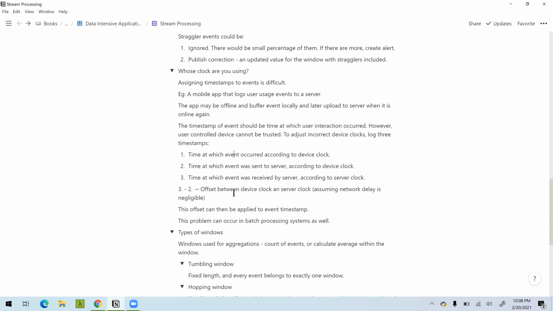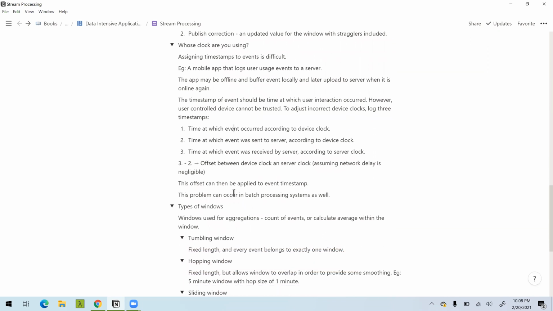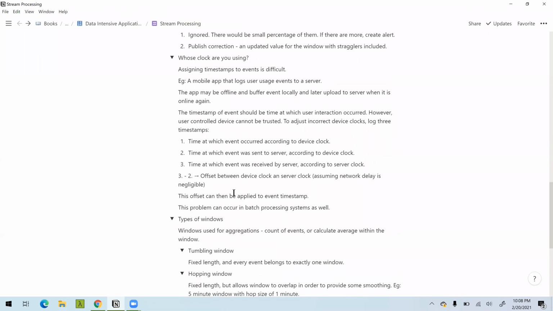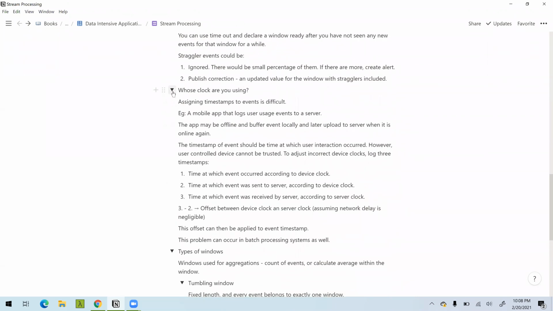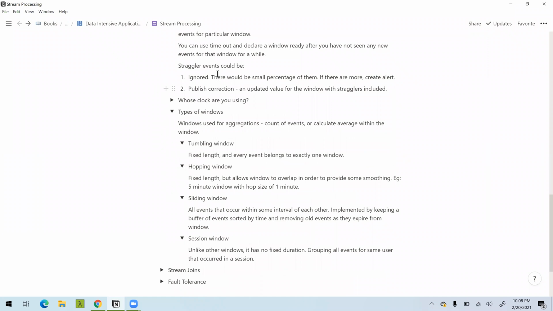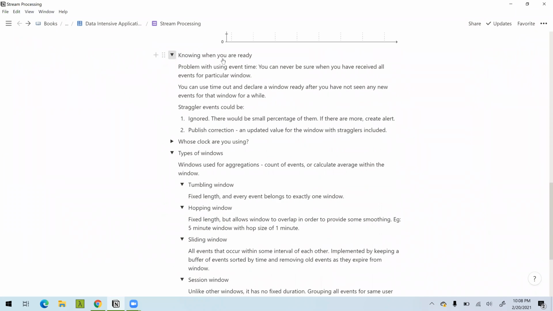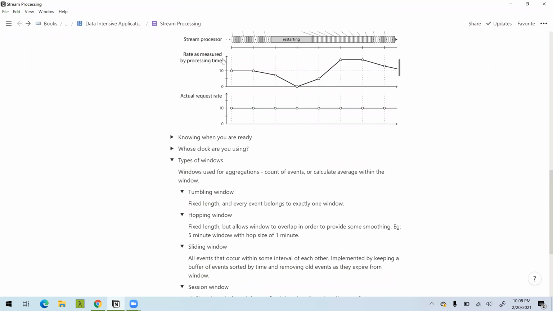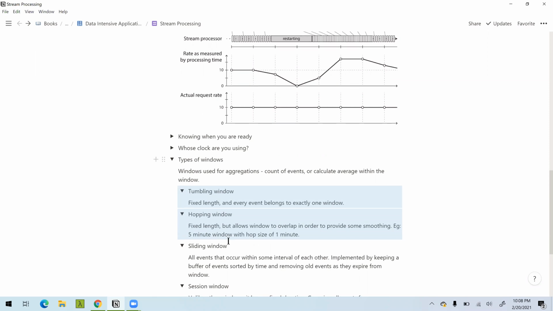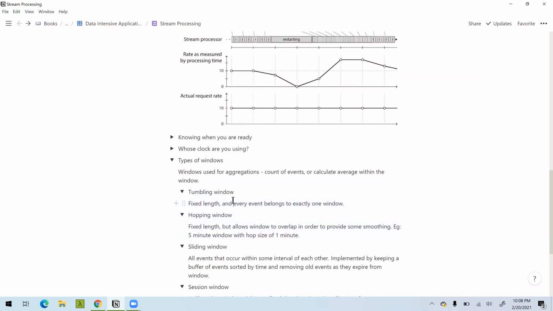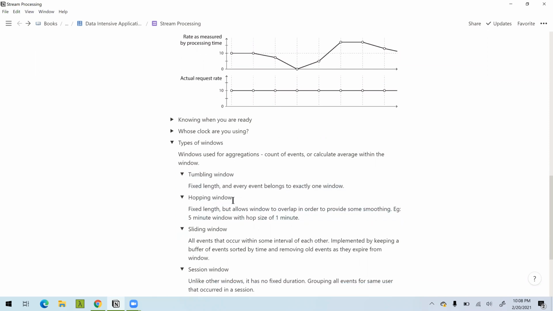Okay, so let's move on to the next topic. Previously we have discussed various types of windows that we will be using for aggregations. So what are the various types of windows that we use? You will see these terms used a lot whenever you are creating your monitoring and alerting services, depending on what kind of windows you want to consider. So here are these four terms. Let me explain one by one.